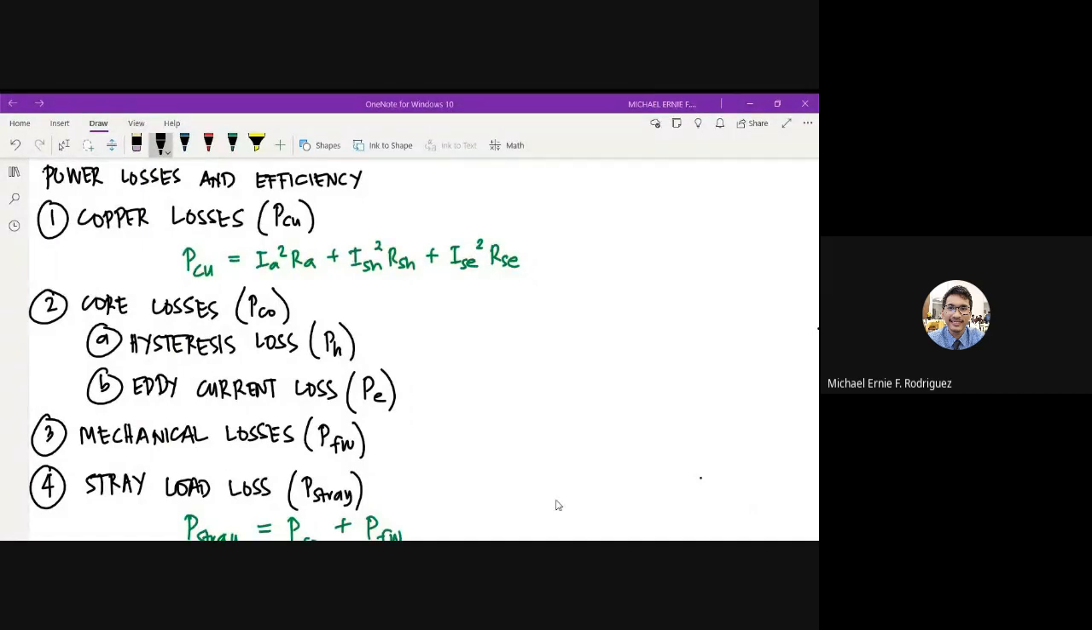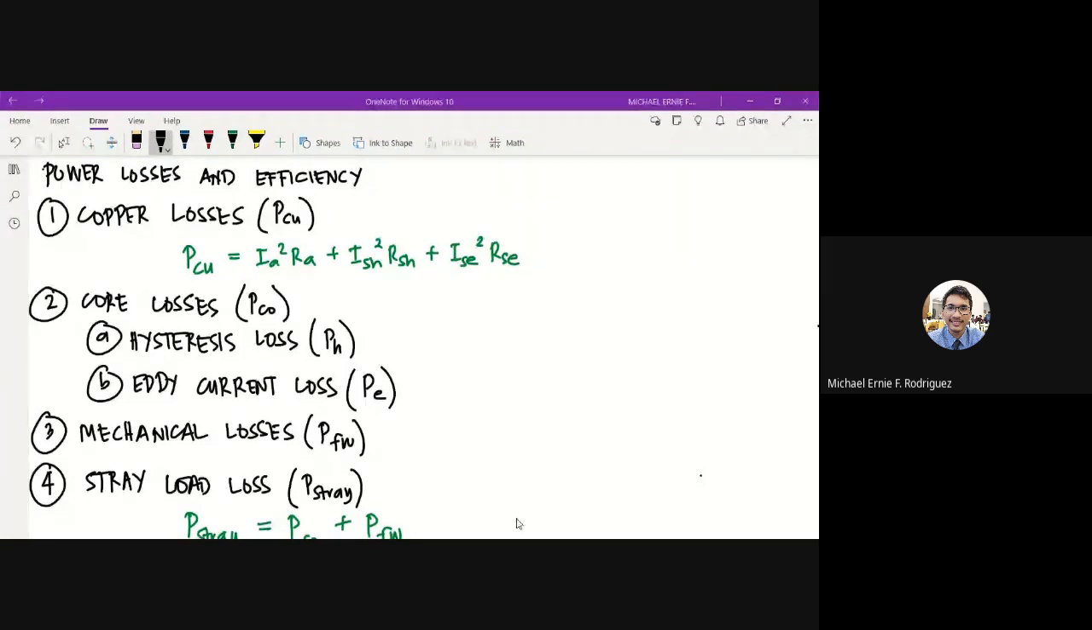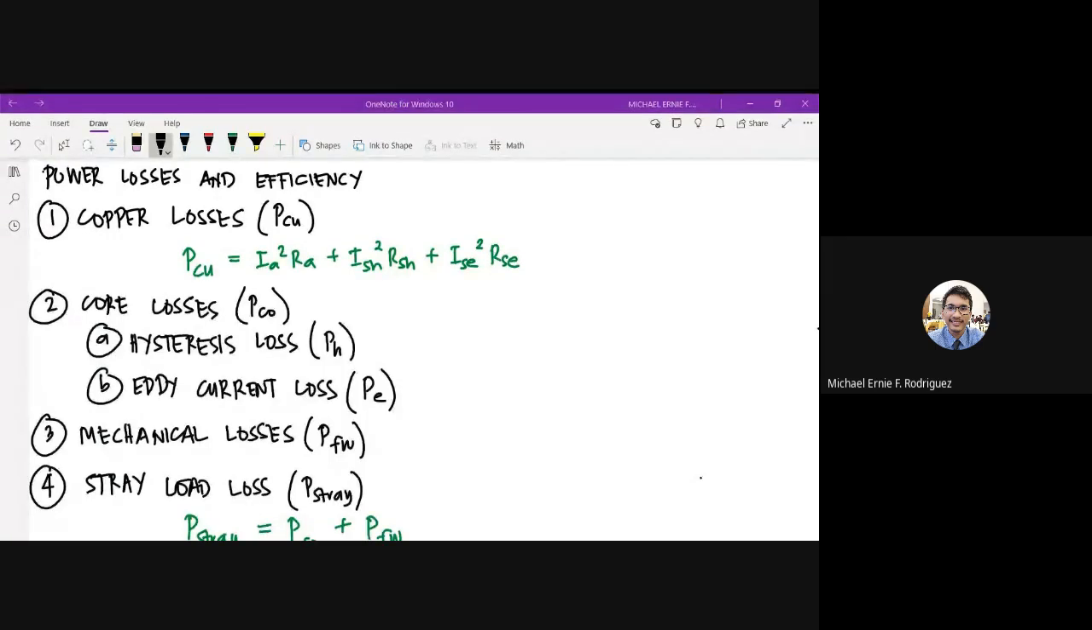Okay, so discuss natin ngayon ang power losses at efficiency ng isang DC generator. Meron tayong iba't ibang losses para sa isang DC generator. Unahin natin yung copper losses. That is number 1. Yung copper losses, that is PCU, yan ay yung I squared R losses natin para sa mga windings.